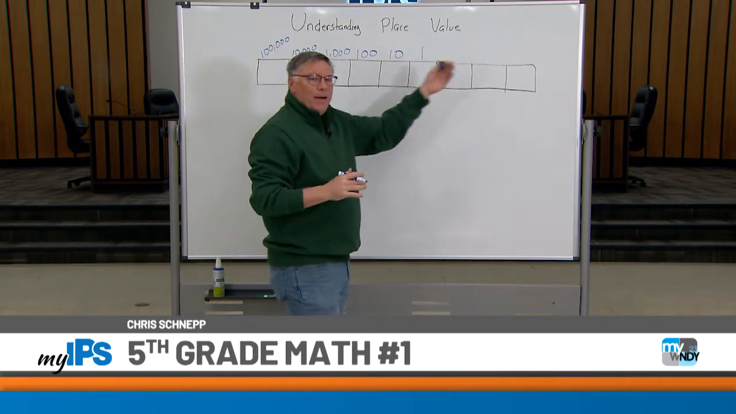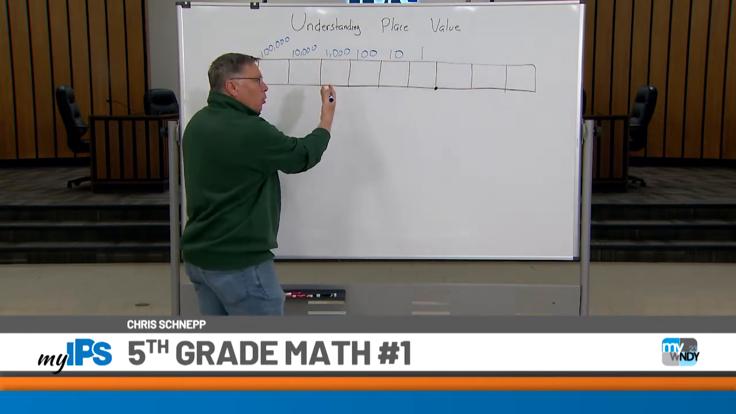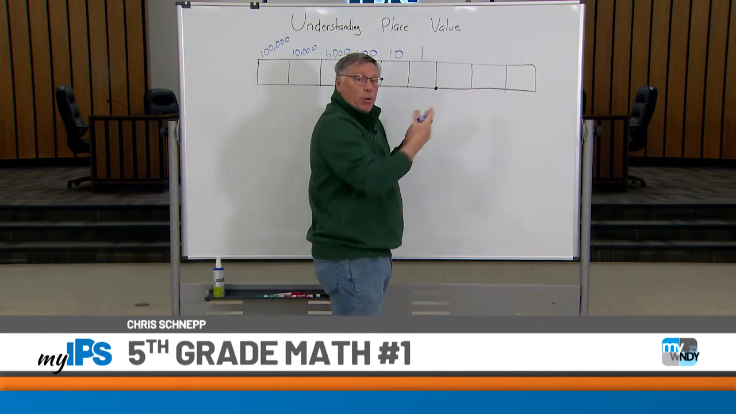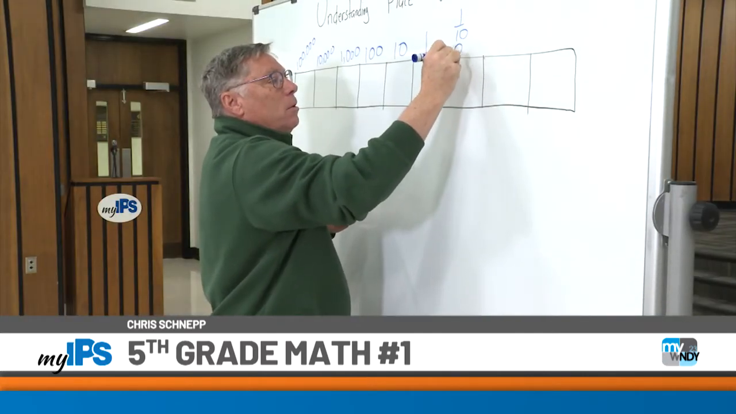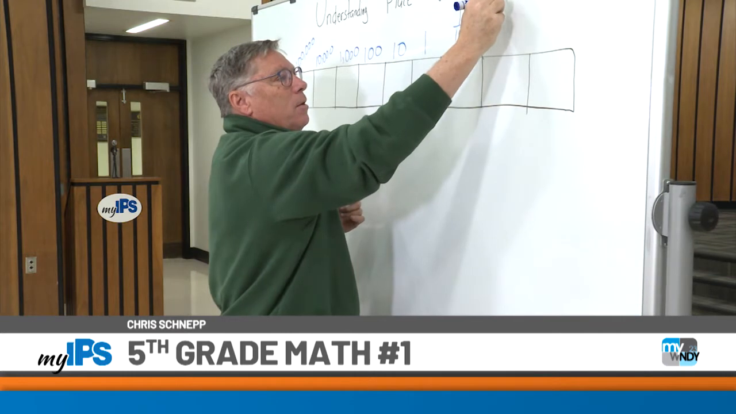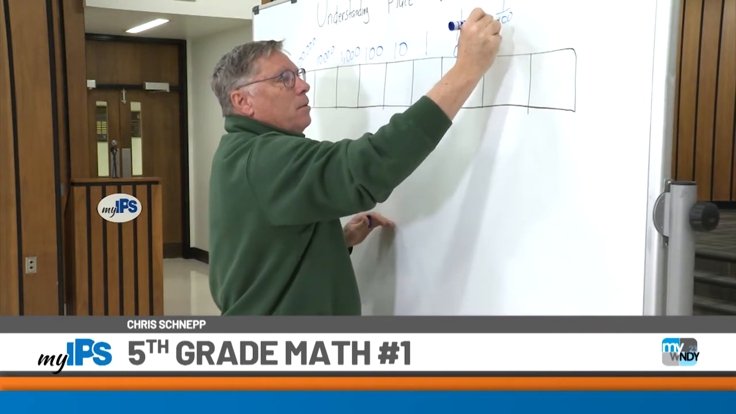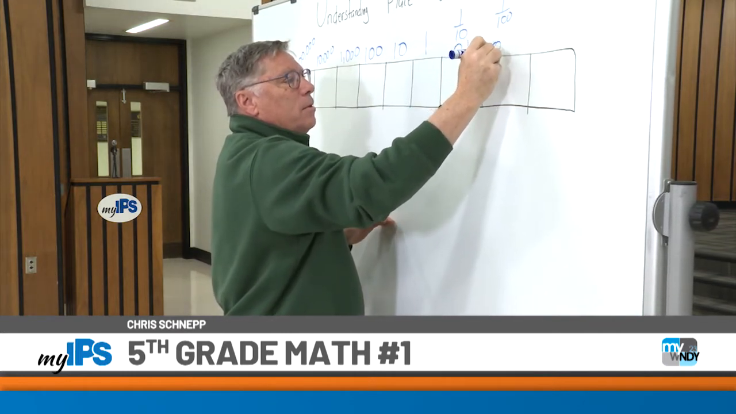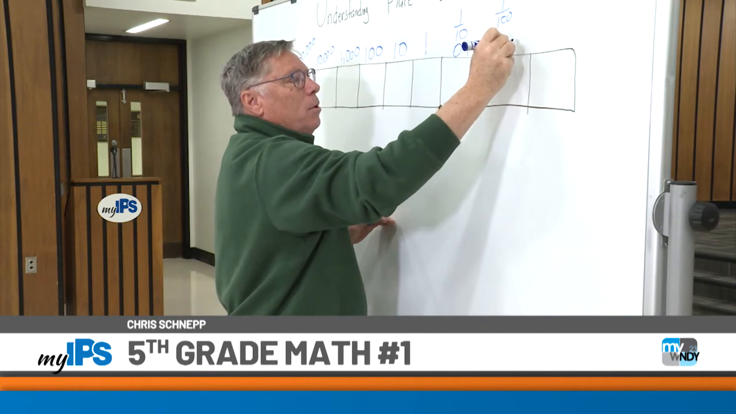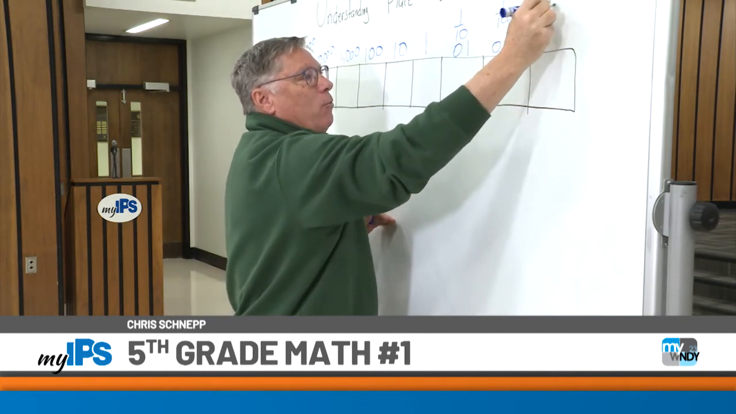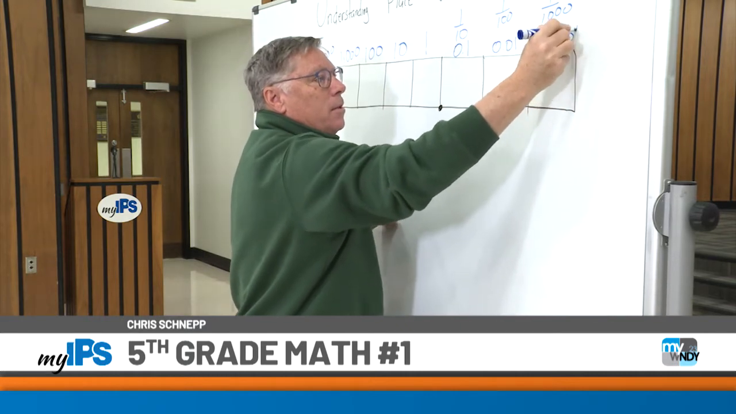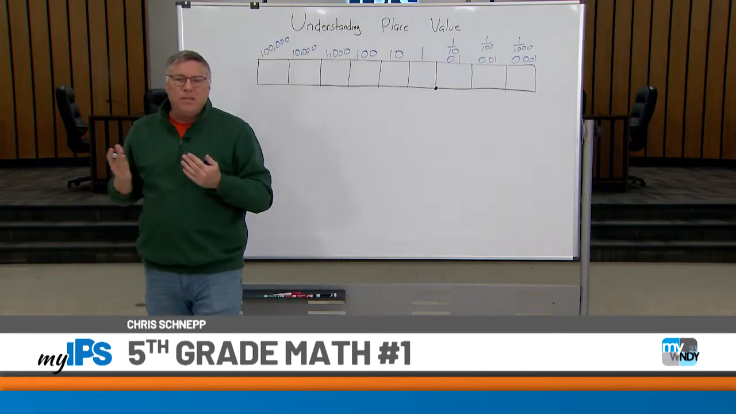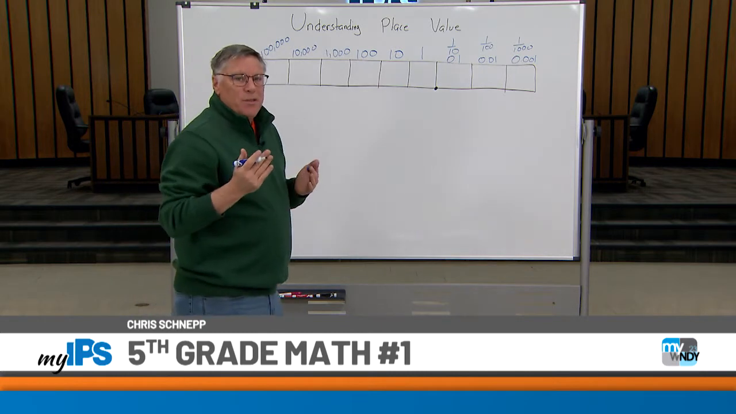Then as we go to the right side of the decimal point, the left side are our whole numbers, the right side of the decimal point are our partial numbers. So we have 1/10 or 0 and 1/10. We have 1/100th or 0 and 100th, and we have 1,000th or 0 and 1,000th. So that's the place value chart that you are used to seeing.